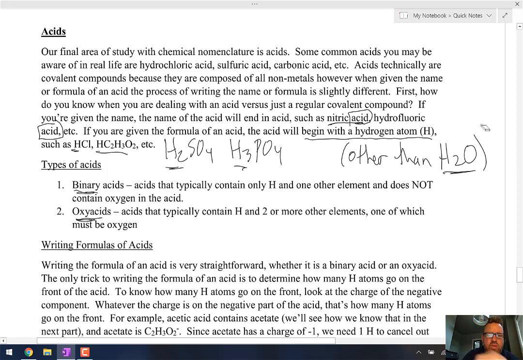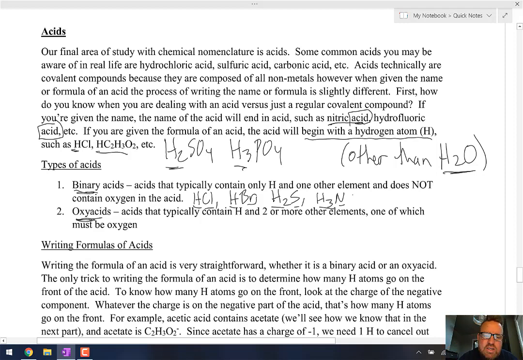So some examples of binary acids might be HCl, HBr, H2S, H3N. All of those are different binary acids. Notice they only contain hydrogen, and it doesn't matter if there's more than one hydrogen, they still just contain hydrogen and then one other element. And that other element cannot be oxygen.